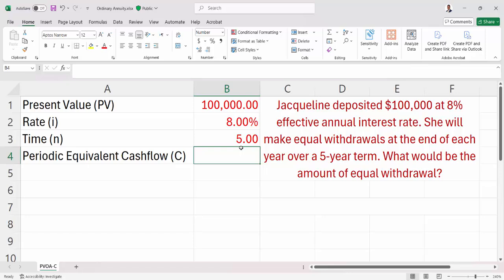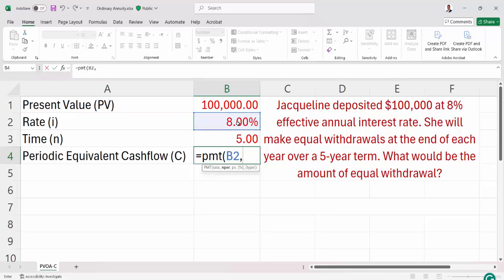In order to calculate our periodic equivalent cash flow, we need to use our Excel built-in function, which is payment. So write equal payment, open bracket, and follow what's written here in the function. Put the rate, 8%, comma, our number of periods, 5, comma, and our present value.